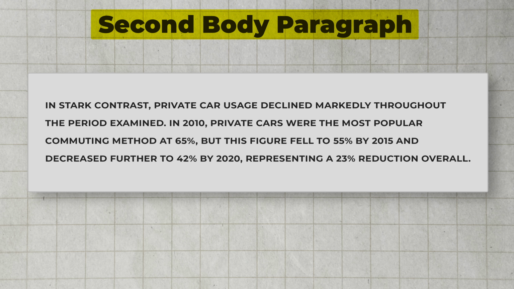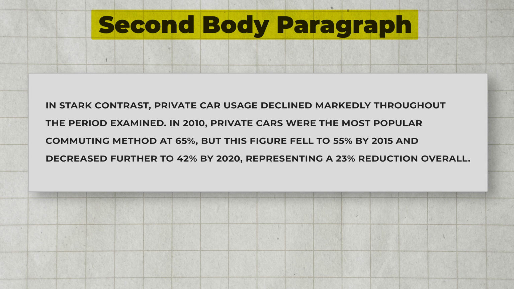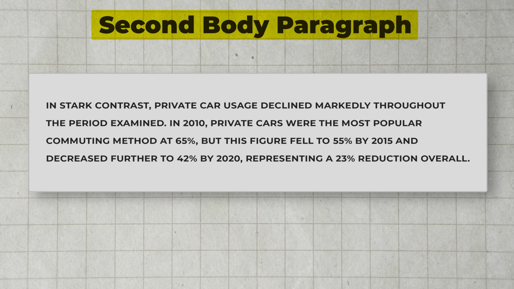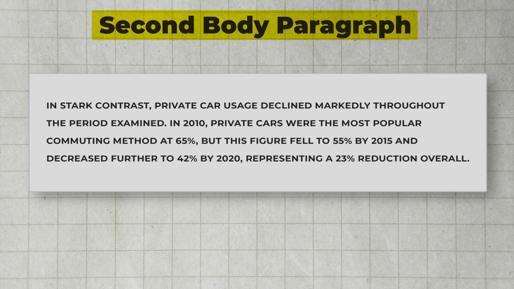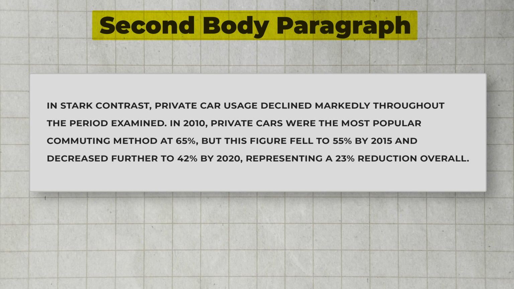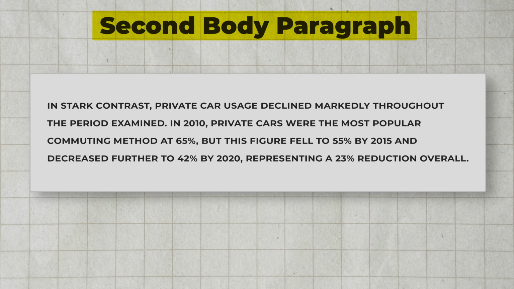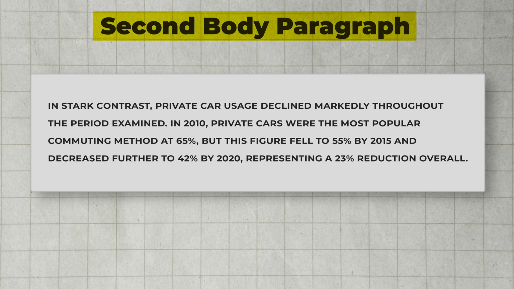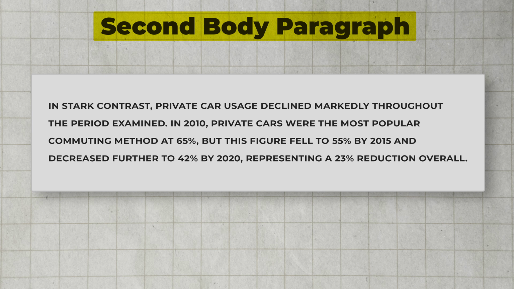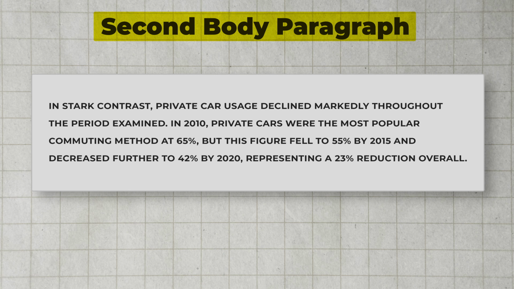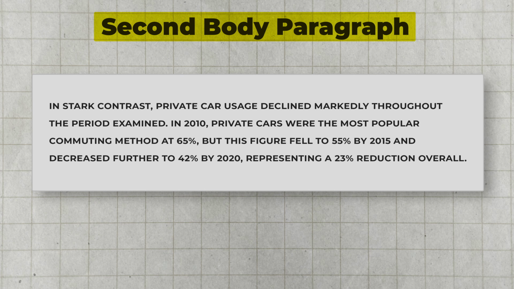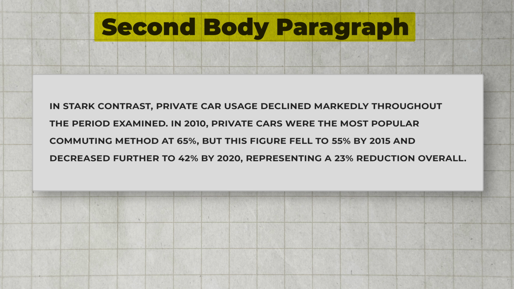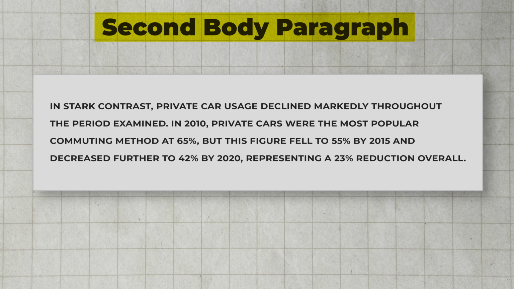Now, let's look at the next paragraph. In stark contrast, private car usage declined markedly throughout the period examined. In 2010, private cars were the most popular commuting method at 65%, but this figure fell to 55% by 2015 and decreased further to 42% by 2020, representing a 23 percentage point reduction overall.